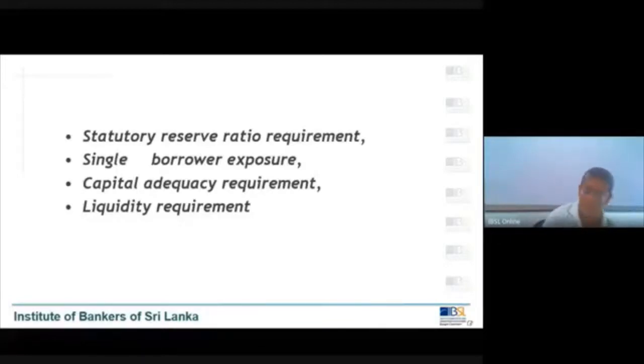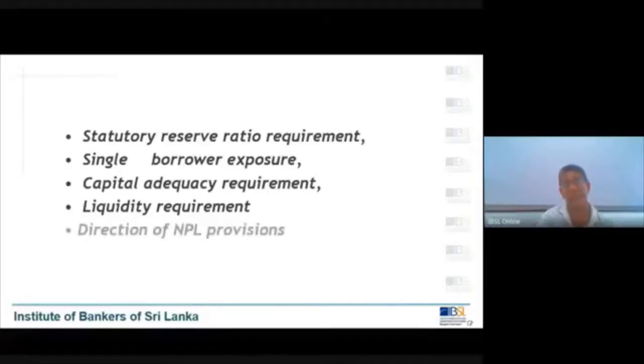Okay. So then you have other directions given by the central bank, directions on NPL provisions. In your organization, NPL, that means non-performing loans, need to be categorized according to the central bank into four categories, right? Again, I am not going to explain all these things, you are going to learn them, but you need to know something. We call them special mention, substandard, doubtful and bad debts. There are four categories, right?